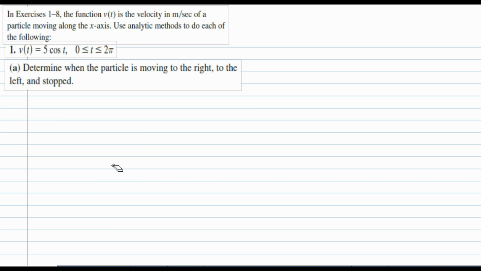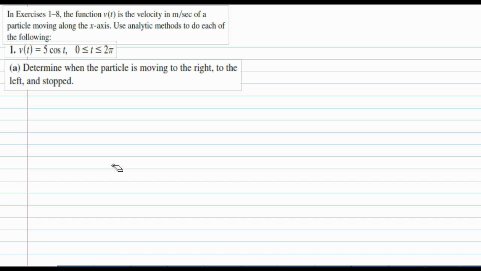Now this Now Try problem is going to be split A, B, and C amongst the next 2 examples as well as this one, so we're just going to tackle 1A here. The function v of t is the velocity in meters per second of a particle moving along the x-axis. Use analytic methods to do each of the following. A, determine when the particle is moving to the right, to the left, and stopped. So this is a better example of a describe the motion. It's a more specific way. They ask you for specific things they want you to describe.